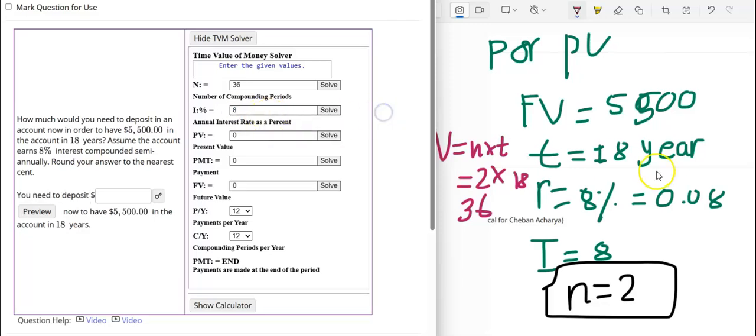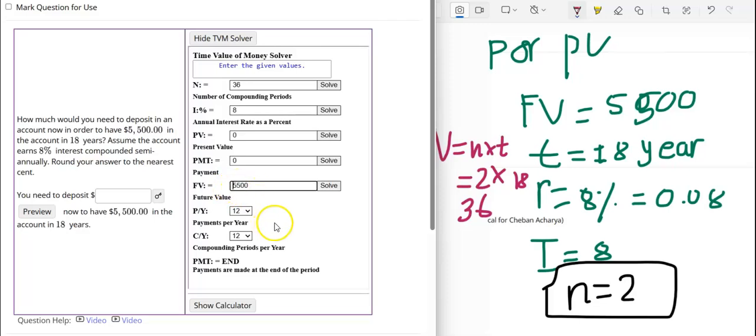Remember that 8 as R is also called I in the TVM solver. Present value, that's what I'm looking for. PMT, we don't have to worry about it. Just leave it or put it as 0. And future value is 5,500. Again, don't put the dollar sign in front and don't put the comma.